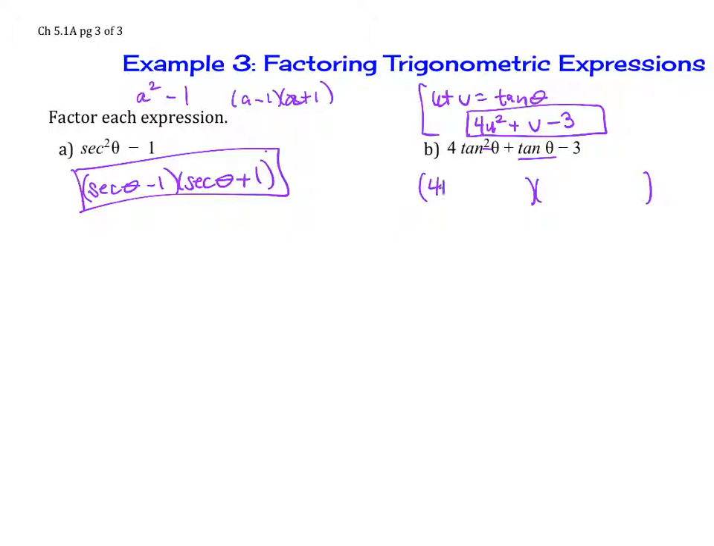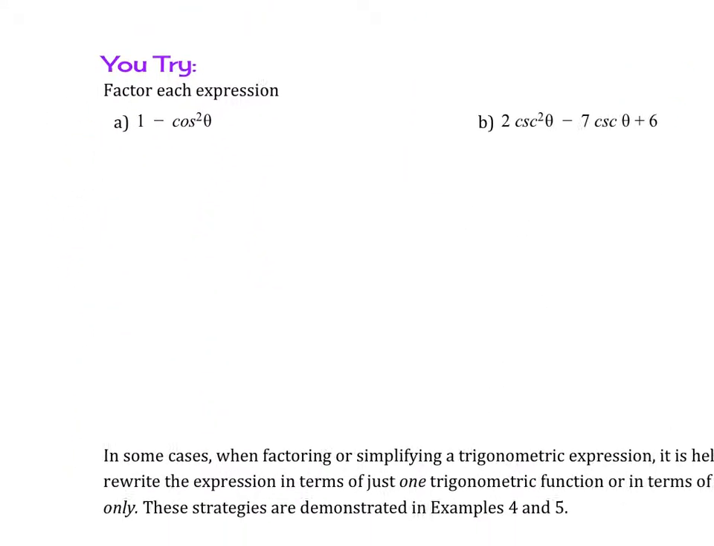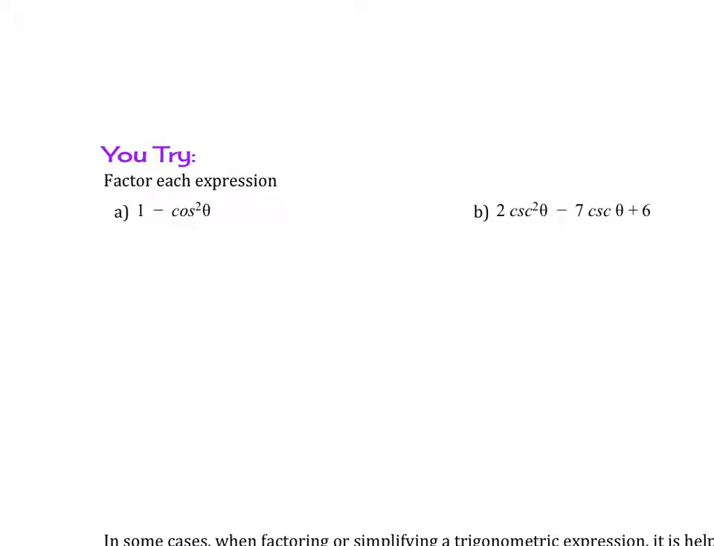So this factors to 4 tangent of theta and tangent of theta, and we need numbers that multiply to negative 12 and add to 1, so that is a positive 4 times 1, and a negative 3 in here. So 4 tangent of theta minus 3 and tangent of theta plus 1 is how you factor this one. So try these two examples here. Factor each expression.